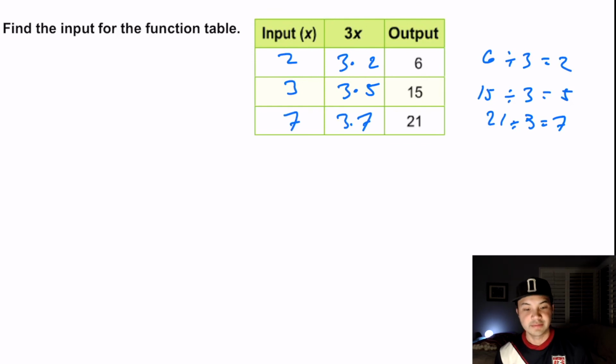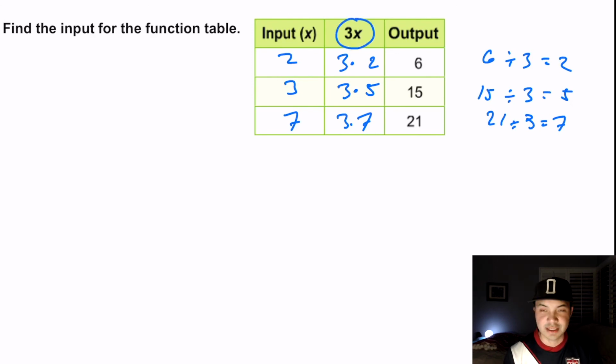So if it's asking for you what the input was, it's kind of like just solving an equation. You work backwards. If it said 3 times x, you work backwards by dividing by 3. Okay, so hopefully that was helpful on functions and function tables, and I'll see you guys next time.